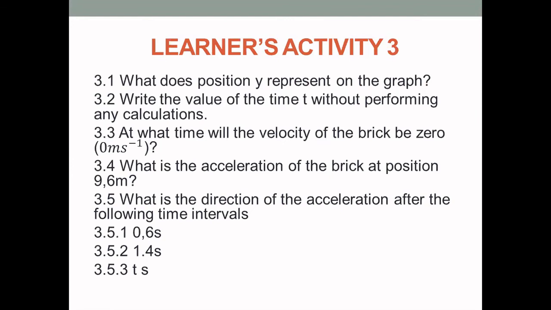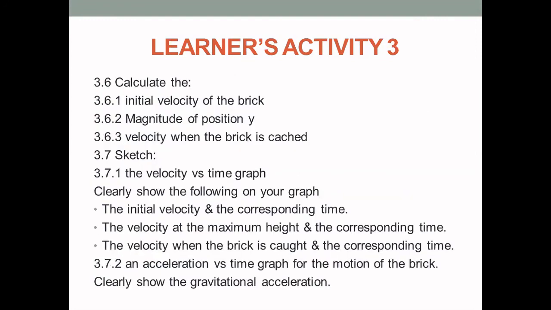3.2. Write the value of the time t without performing any calculations. 3.3. At what time will the velocity of the brick be 0? 3.4. What is the acceleration of the brick at position 9.6 meters? 3.5. What is the direction of the acceleration after the following time intervals? 3.5.1. 0.6 seconds interval. 3.5.2, 1.4 seconds interval. 3.5.3, 2 seconds interval. 3.6. Calculate the initial velocity of the brick.